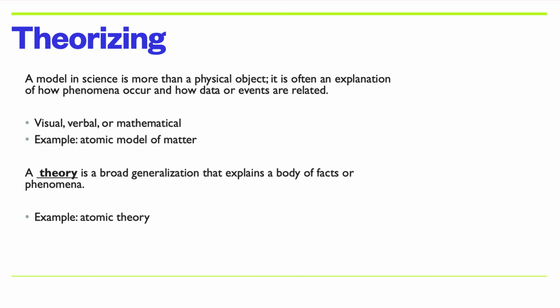So, theorizing. A model in science is more than a physical object. It is often an explanation of how phenomena occur and how data or events are related. So there are different visual, verbal, or mathematical models, for example, the atomic model of matter. And then a theory is a broad generalization that explains a body of facts or phenomena. An example is the atomic theory.